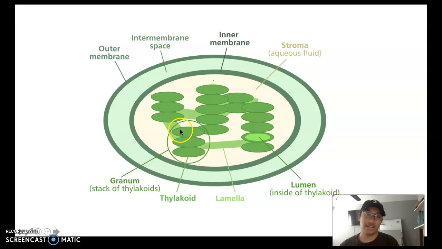Thylakoid is a structure within the chloroplast, and it's this oval structure right here, and they're stacked on top of each other as well, creating the granum, and they're connected by the lamella, and the inside is called the lumen. So let's get more in depth with thylakoid.